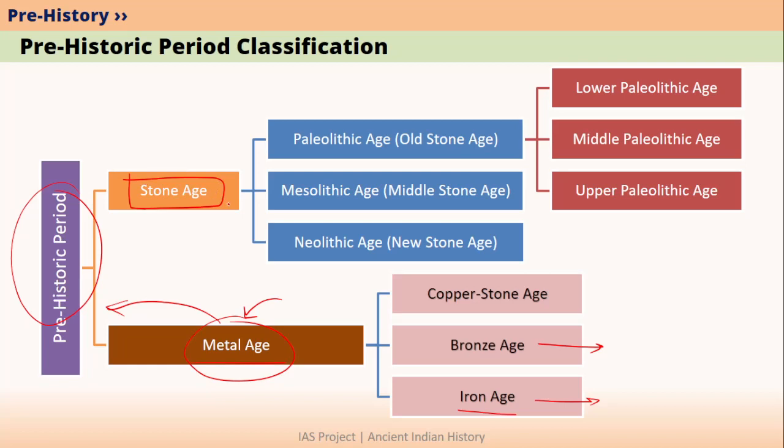Stone Age can be further classified into three phases. They are nothing but Paleolithic Age, Mesolithic Age and Neolithic Age. We will look at these individual ages in separate videos. But here, for a brief introduction's sake, let me tell you Paleolithic Age, which is also known as Old Stone Age, can be further divided into Lower Paleolithic, Middle Paleolithic and Upper Paleolithic.